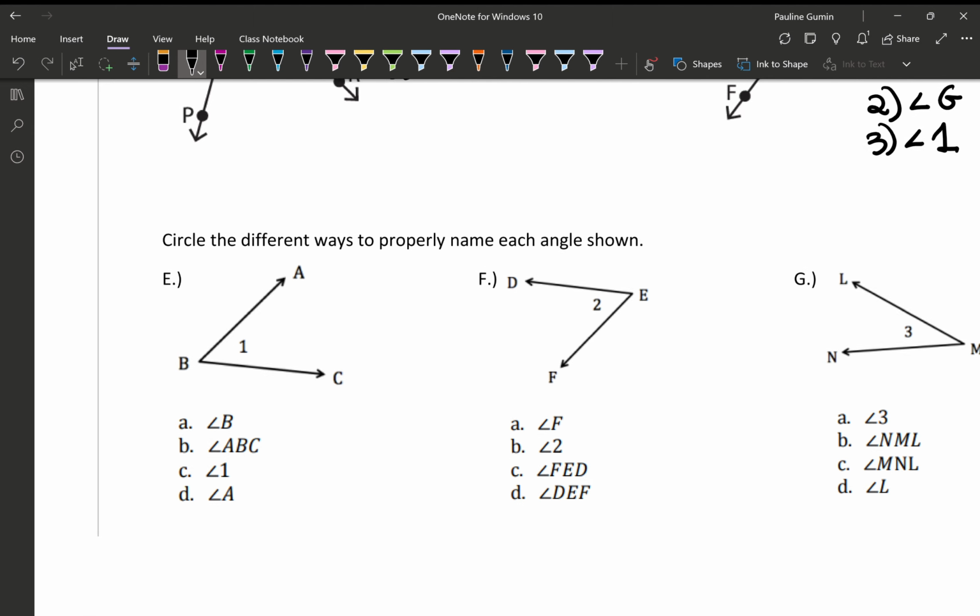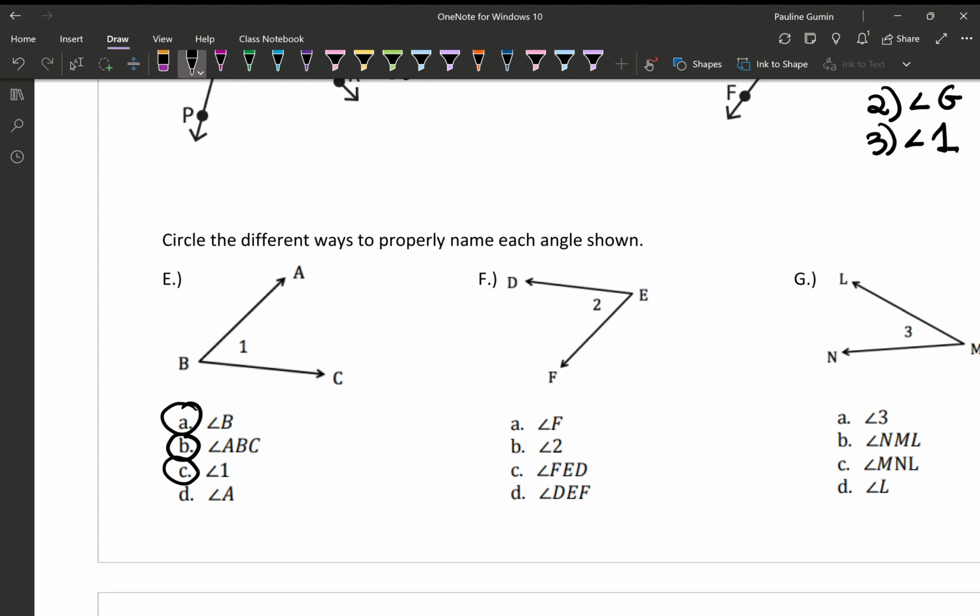In E, F, and G, let's circle the different ways to properly name each angle. Okay, so this angle, we can call it ABC. Do we have that? Sweet. We can also have CBA. Do I have that? No. The next way is I can call it by the vertex, angle B. And I can also call it by the interior, angle 1.